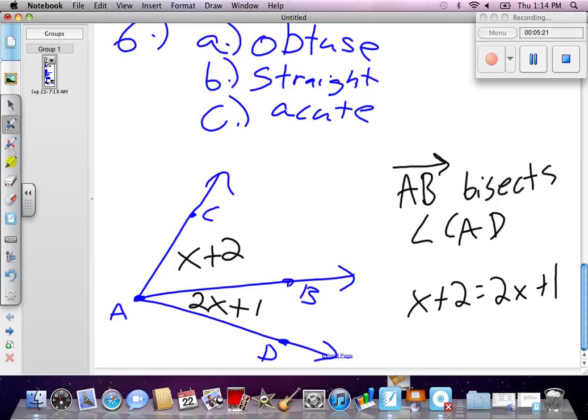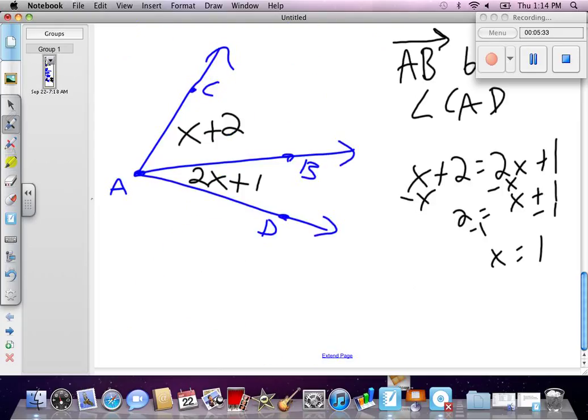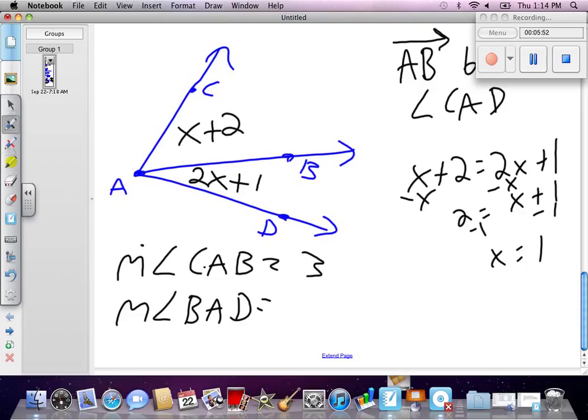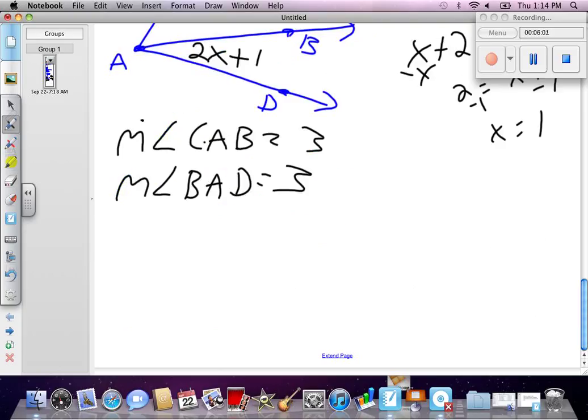Okay, so I would subtract x from both sides. 2 equals x plus 1, subtract 1 from both sides, and x would equal 1. What if I wanted to know the angles? What would I do at this point? Plug it in. Plug it back in. I would get the measure of angle CAB would be what? 3. And the measure of angle BAD would be? 3 times 2 is 6. 1 times 2 is 2. 2 plus 1 is 3. And we knew it was 3 anyways because it bisects.